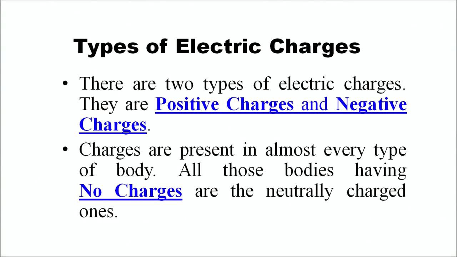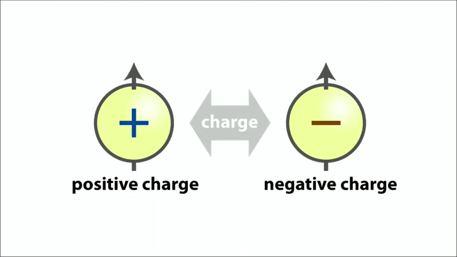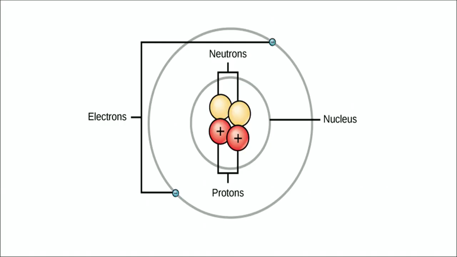Charge is present in every type of body. All these bodies have no charge because they are neutrally charged ones. Neutrally charged means they have equal amount of positive and negative charge in the neutral state. Symbolically, positive charge can be represented by a plus sign and negative charge is represented with a negative sign.